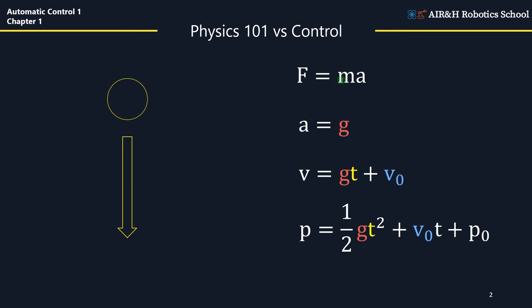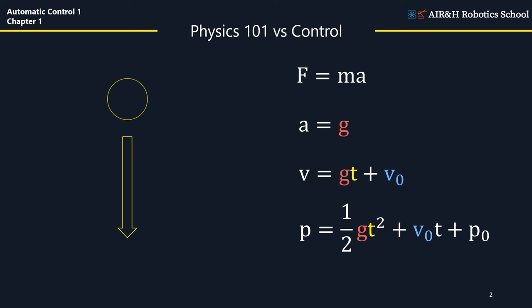this popular F equals ma equation, we can say that the acceleration is equal to the gravitational acceleration on this body. Then we can integrate this equation on the left and right hand sides equally, and we get the velocity equation, and if we integrate one more time, we get the position equation. Using these equations, we can answer questions like, how long does it take for this ball to hit the ground? Or when it hits the ground, what is the velocity of this free-falling object?